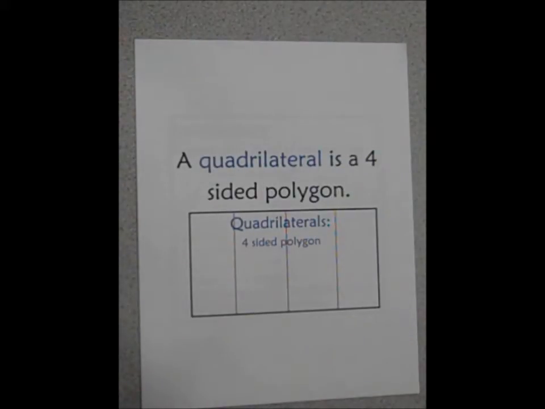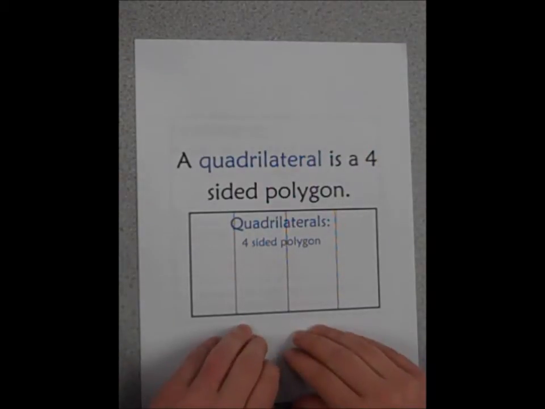Okay, so we're going to start at the top with a quadrilateral as our general topic. The definition is always going to go right below the section heading. So in this case, the definition of a quadrilateral is a 4-sided polygon. And as we move through the chart, we'll just talk about different specific types of quadrilaterals.